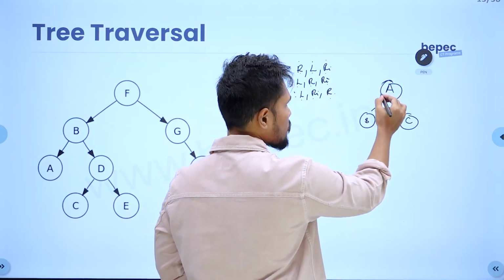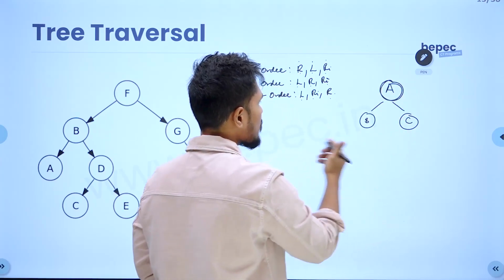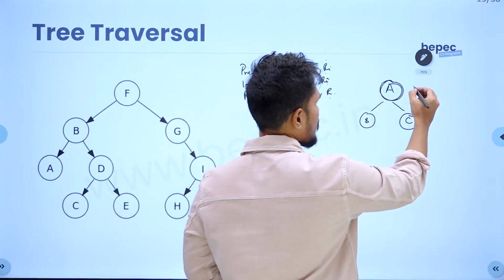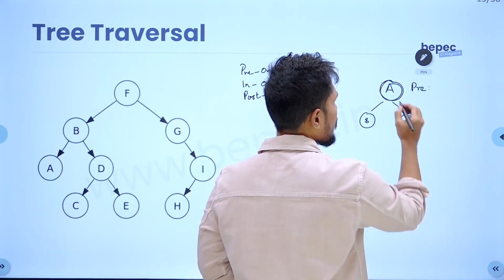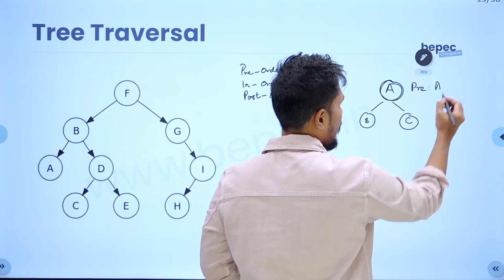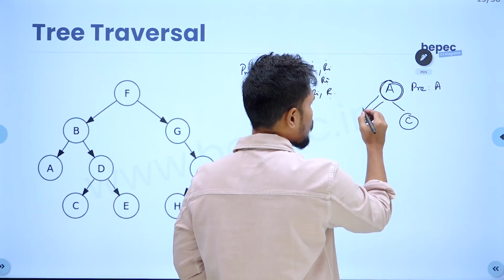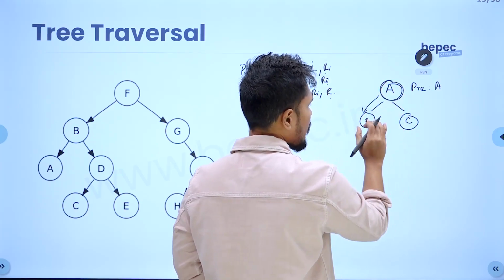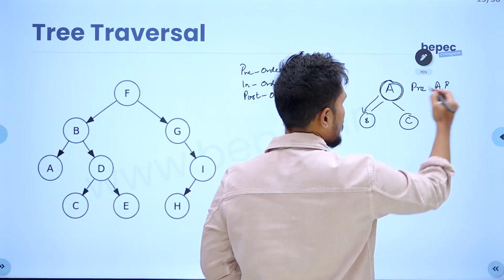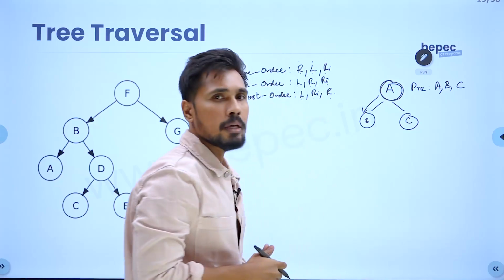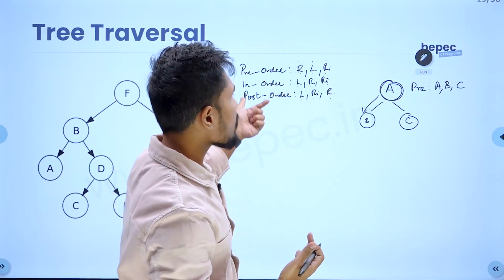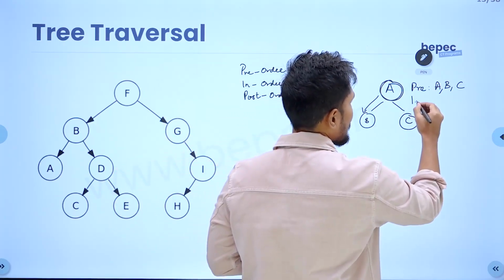The root is A. If you want to write down the sequence, we first do pre-order, I'm writing pre. We start with node A, then root, left, so we go to node B, and then we go to the right, node C. ABC is the pre-order.